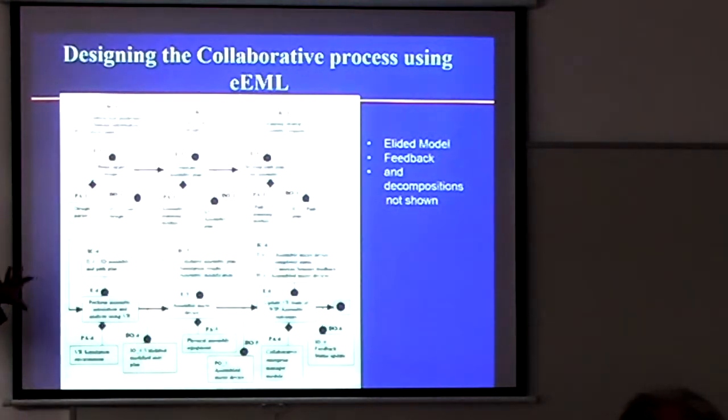This is an elided model. The actual model is very complicated. It looks like a hybrid octopus-like model. I've taken off the feedback loops. But here it tells us what the main responsibilities are of the various software as well as the human components.